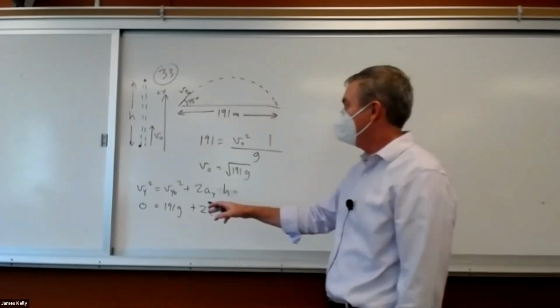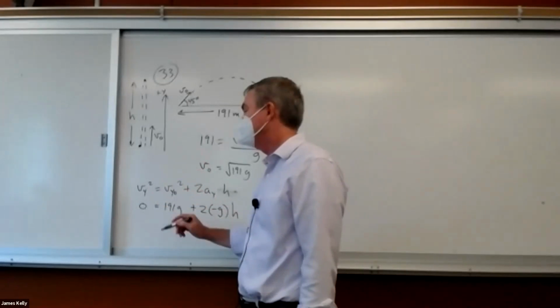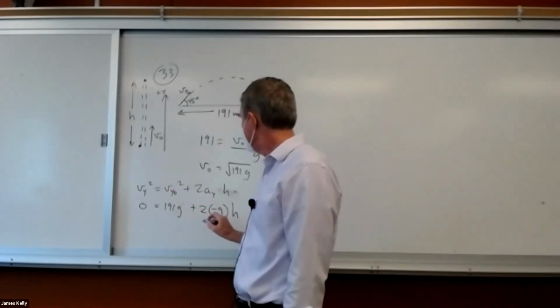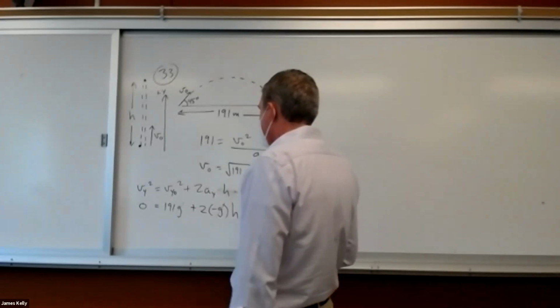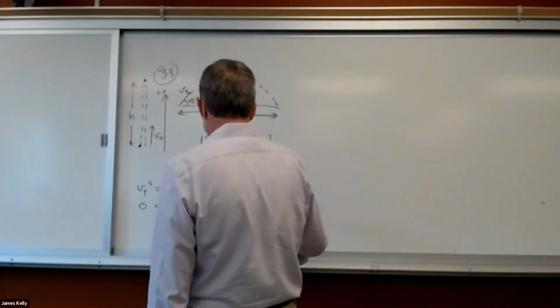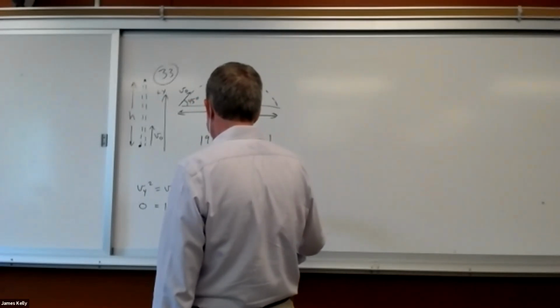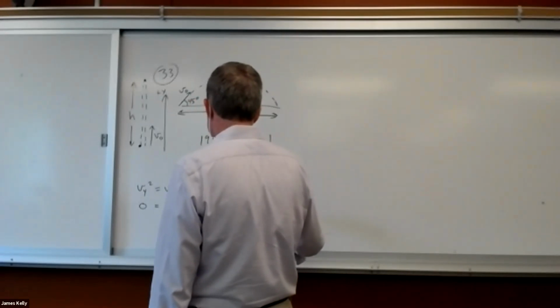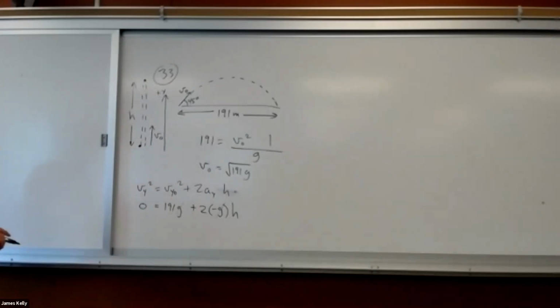So it looks like I can divide both sides by little g, because when I do 0 divided by little g, it's still 0. If you multiply or divide 0 by anything except 0, you don't want to divide by 0, but little g is not 0. So the little g cancels out. And it looks like h is equal to 191 over 2, half of the 191, if I did that correctly.